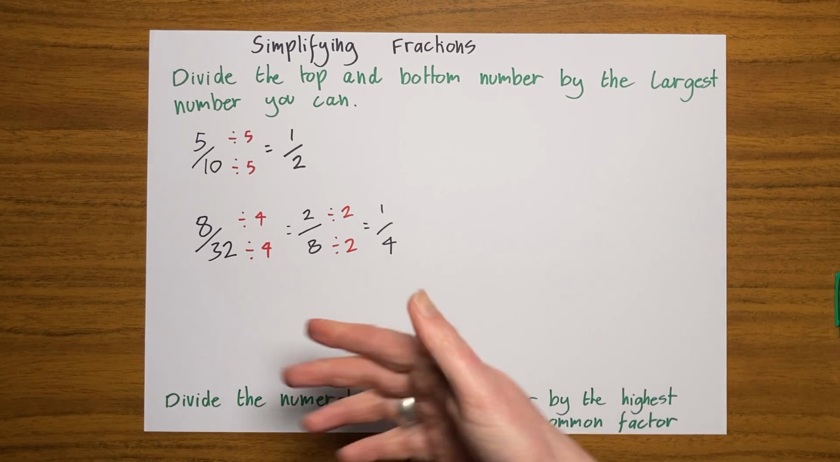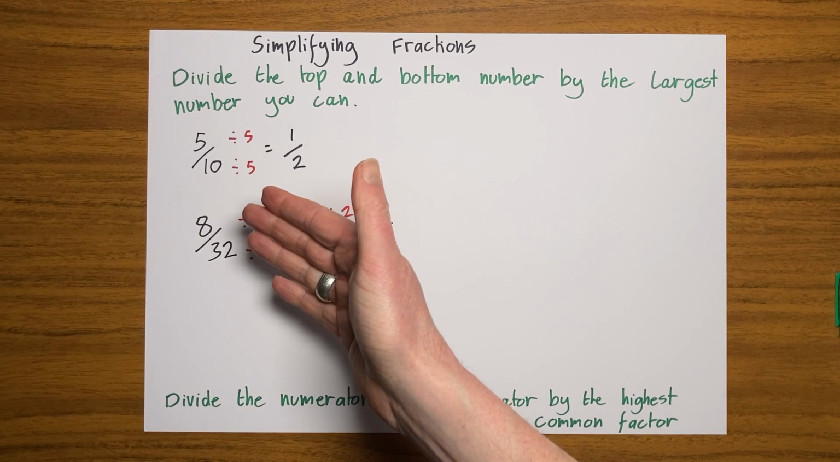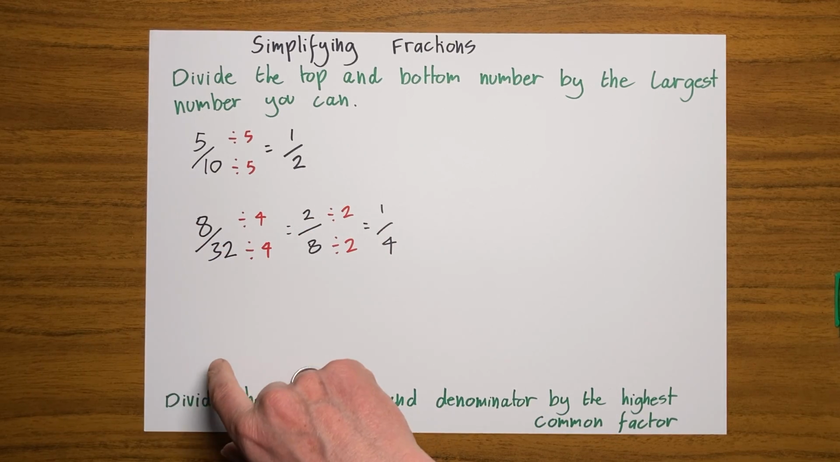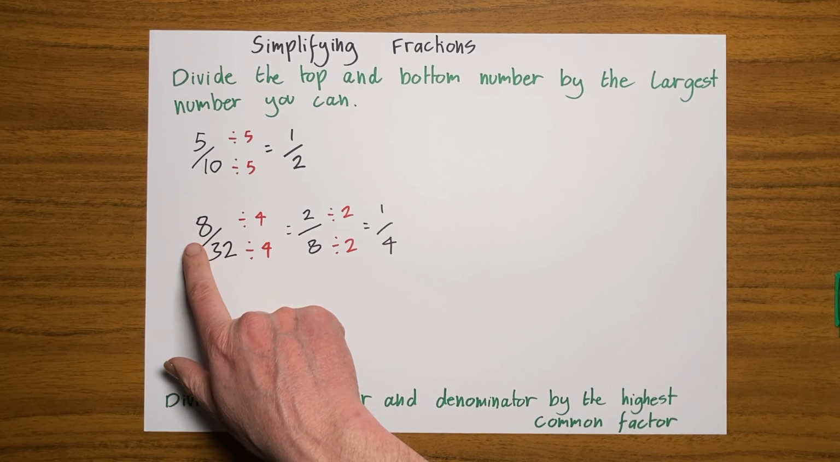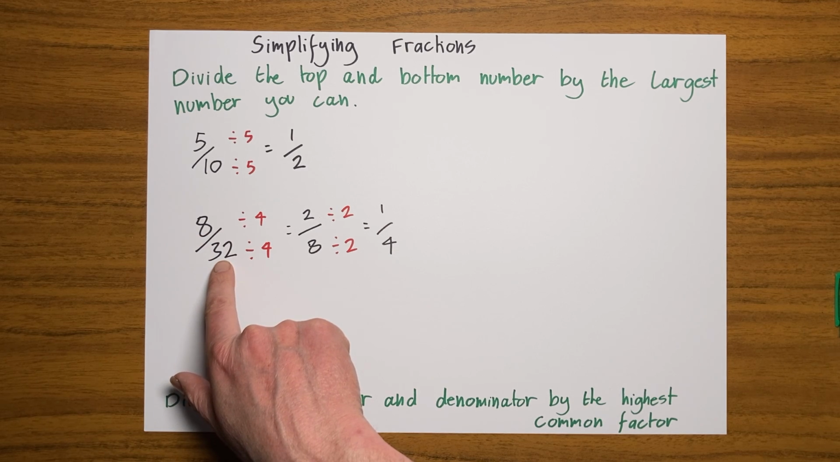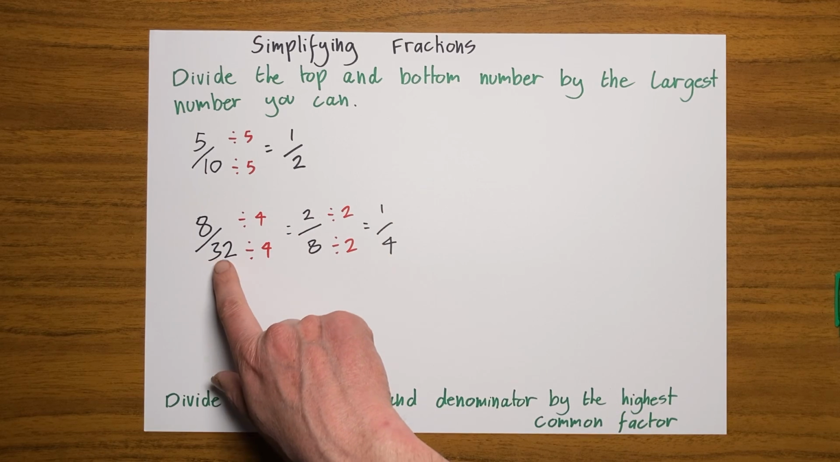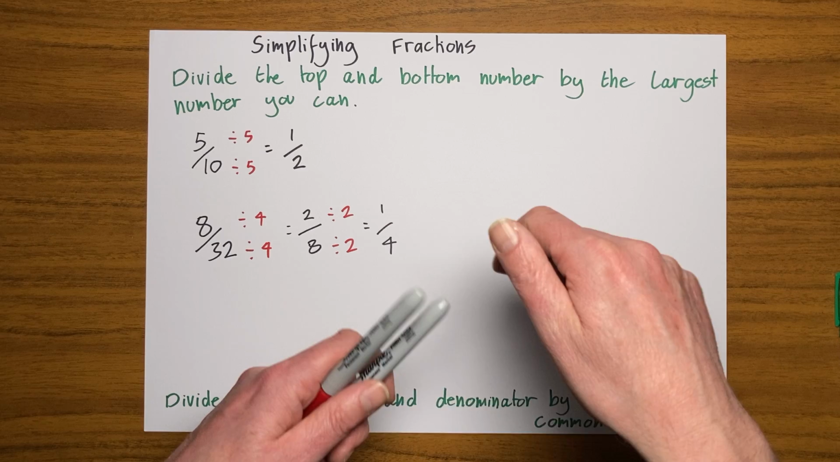So it's 1/4. What I really should have done to have saved doing 2 steps is thought to myself, well, how many 8s in 8? That is 1. How many 8s in 32? That is 4. So 8 divided by 8 is 1, and 32 divided by 8 is 4. So always think of the largest number you can get.